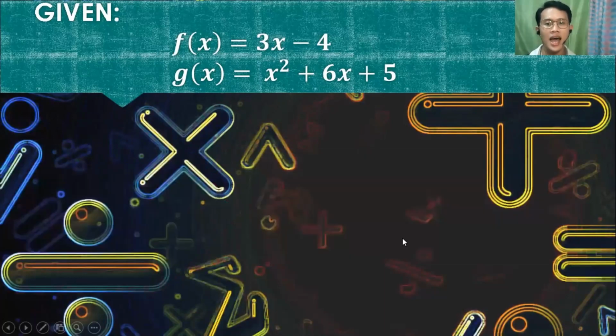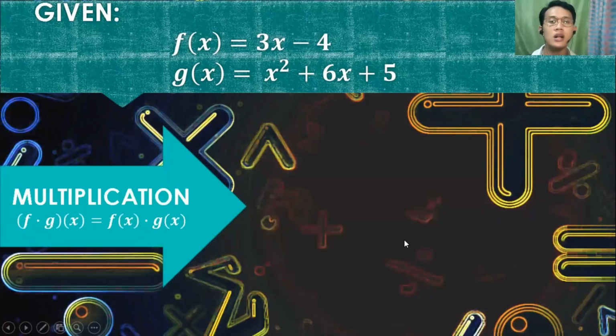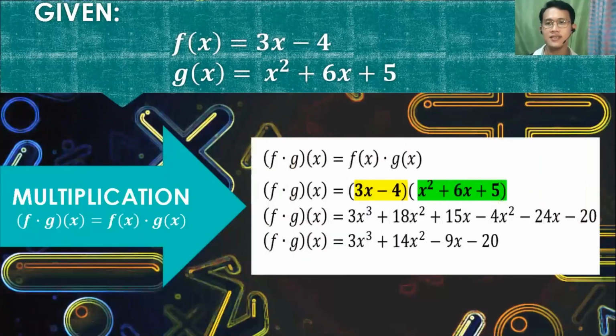Next, how about a different operation, multiplication? So we have here the same given, guys. Substitute 3x minus 4 multiplied by the quantity, which is g of x, x squared plus 6x plus 5. And all you need to do there is to apply the distributive property.